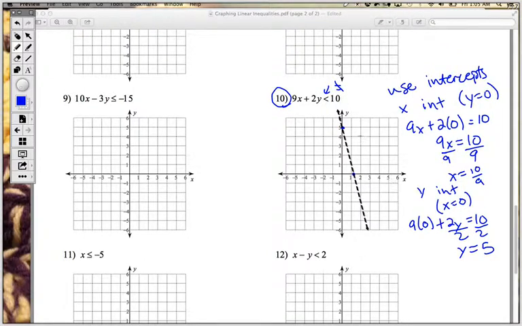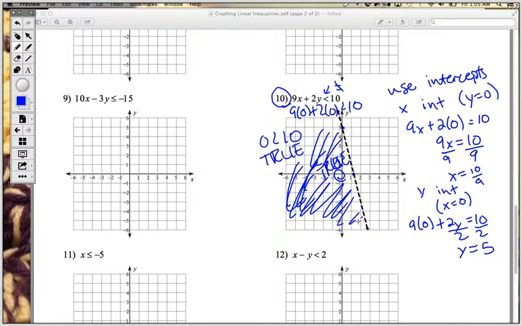Okay, so now we got to test. Test, test, test. Let's test 0. That would give me 9 times 0 plus 2 times 0 is less than 10. I think that's true, but just to double check, we simplify, we got 0 plus 0. That's 0 is less than 10. That is definitely true. Okay, so if that's true, that means that this side is true, and we're going to shade all that. The other side would be false and would have been empty.